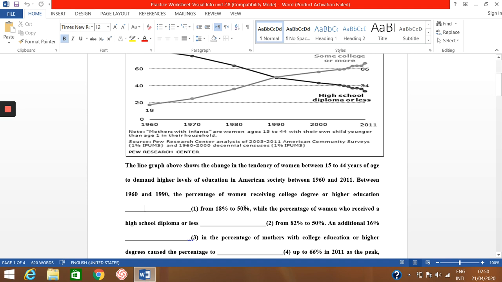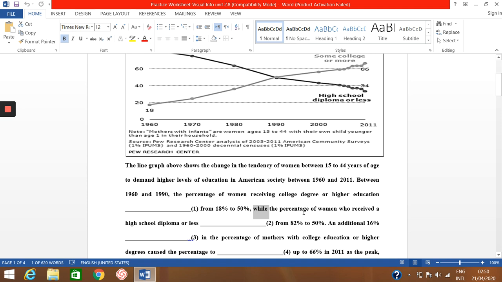From 18% to 50%, while. So why do you think while here is used? While or where, but, and so on, these are keywords that can be used to show contrast. You see, if you have while or on the other hand or however, nonetheless, and so on, this could be used as cohesive dividers showing contrast. So we want to contrast to show the difference between the two trends here.